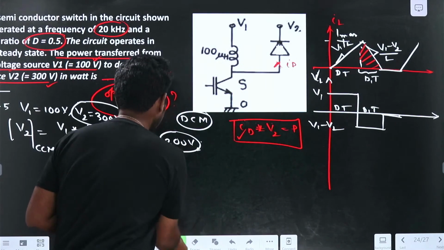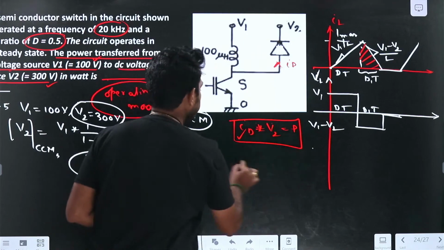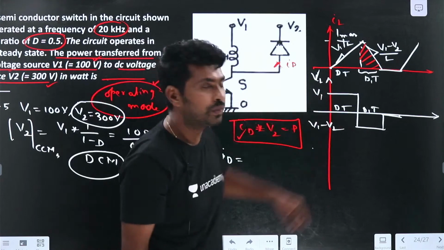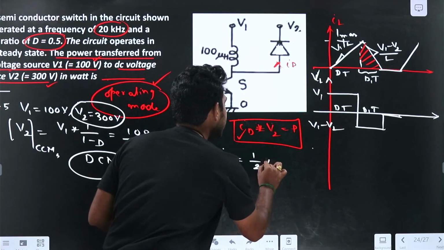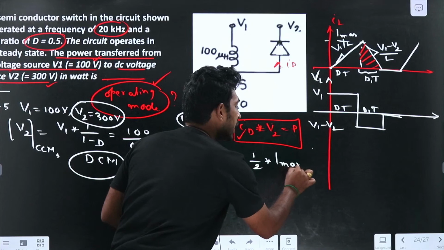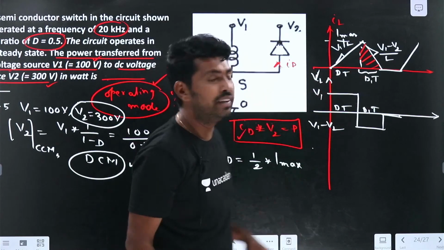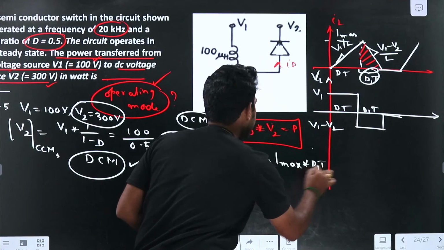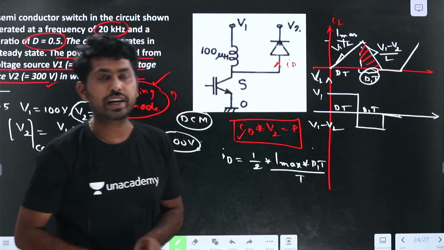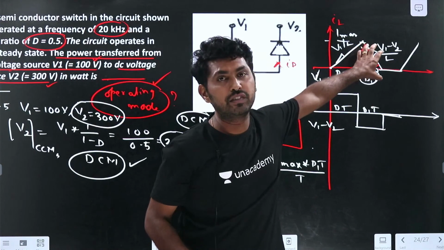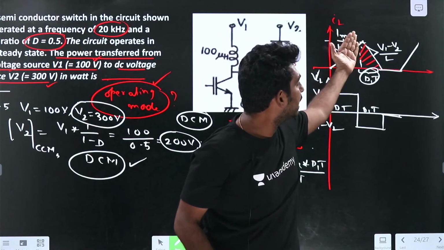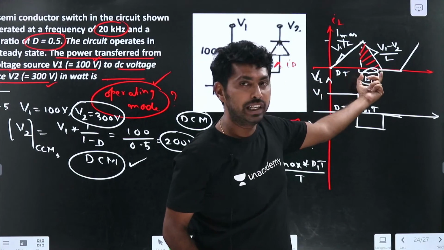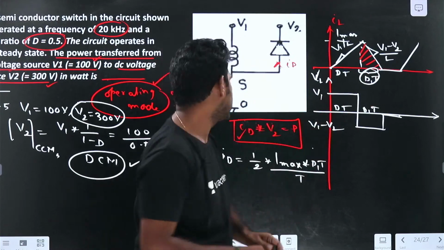So ID average value equals 1 by 2 into Imax into D1T, D1 into T divided by T. I need to find the area of this triangle, this red color triangle. Here the height will be the Imax and the width will be the D1T, half into base into height. So we need to find this.